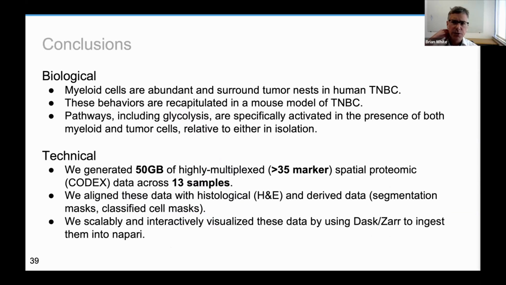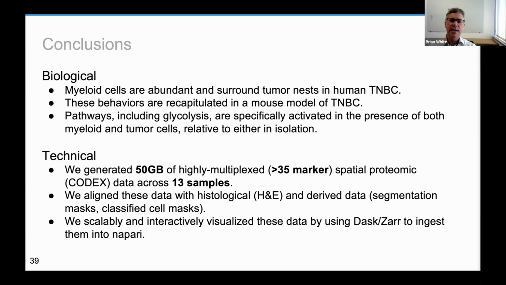So to summarize our biological conclusions, we showed that myeloid cells are abundant and surround tumor cells in human triple-negative breast cancer, and that these findings were recapitulated in a mouse model of triple-negative breast cancer. And finally, I showed that several pathways, including glycolysis, are specifically upregulated in regions that are rich in both myeloid and tumor cells. From a more technical perspective, we generated 50 gigabytes of highly multiplex spatial proteomic data with CODEX across greater than 35 markers and across 13 samples.